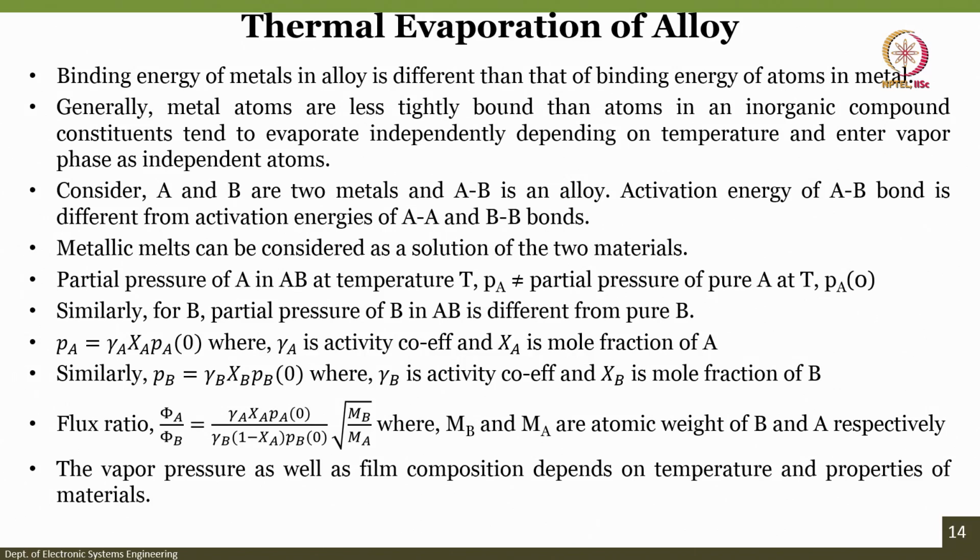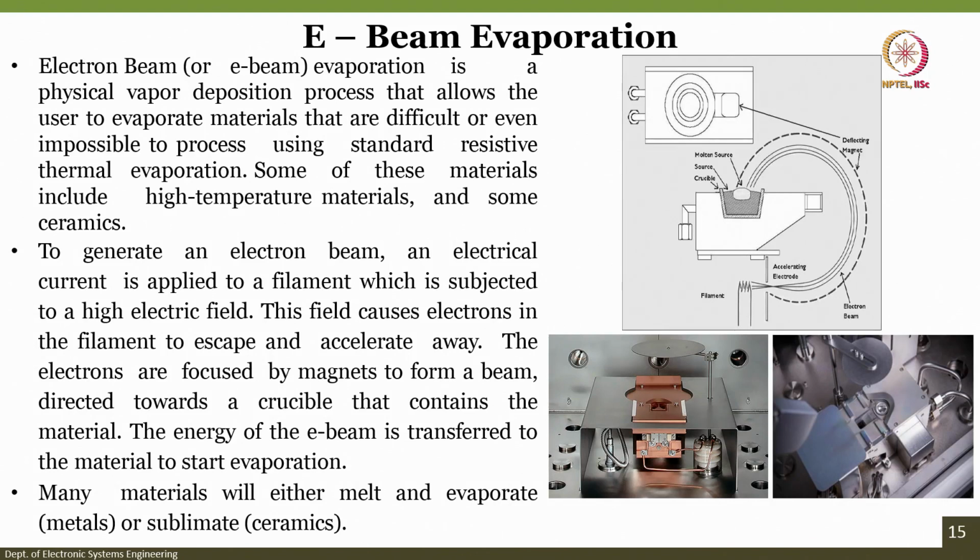So, from this, to cut the story short, we can find out the flux ratio. And from the flux ratio we can understand how the materials we are using for forming an alloy have to be considered, and how the vapor pressure as well as film composition depends on temperature and properties of the materials. So, when you want to deposit an alloy, you need to understand what the temperature should be, what the property of the material should be, and what the vapor pressure should be.